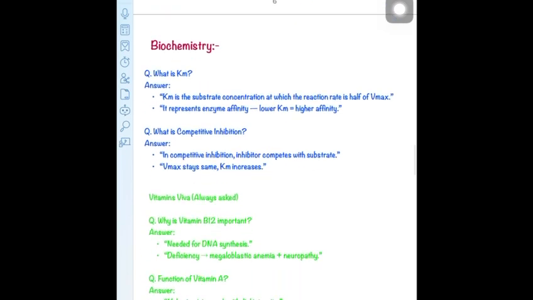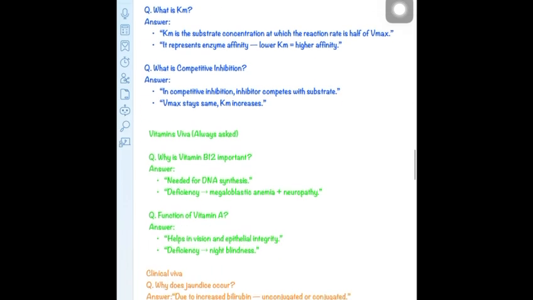could be asked. In biochemistry, the main questions can be from any part, such as, for example, I have taken two questions from the enzyme. What is Km? So we have to define that. Then what is a competitive inhibitor? What other types of inhibitors are there? Then what is a non-competitive inhibitor? Inhibitor competes with substrate. Vmax stays same and Km increases.